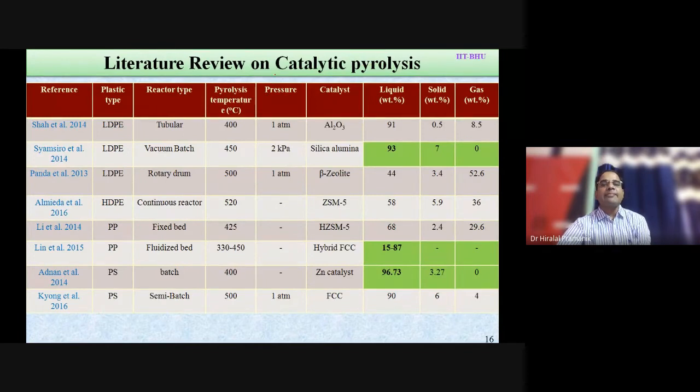But catalytic pyrolysis, this literature shows that polyethylene LDPE and then polypropylene and polystyrene, okay, where 93% you can see the liquid yield. Here the liquid yield is a little lower, but the quality is better. It is seen that although the liquid yield sometimes decreases, quality-wise it improves a lot. You can see the temperature is lower than the thermal pyrolysis, obviously.